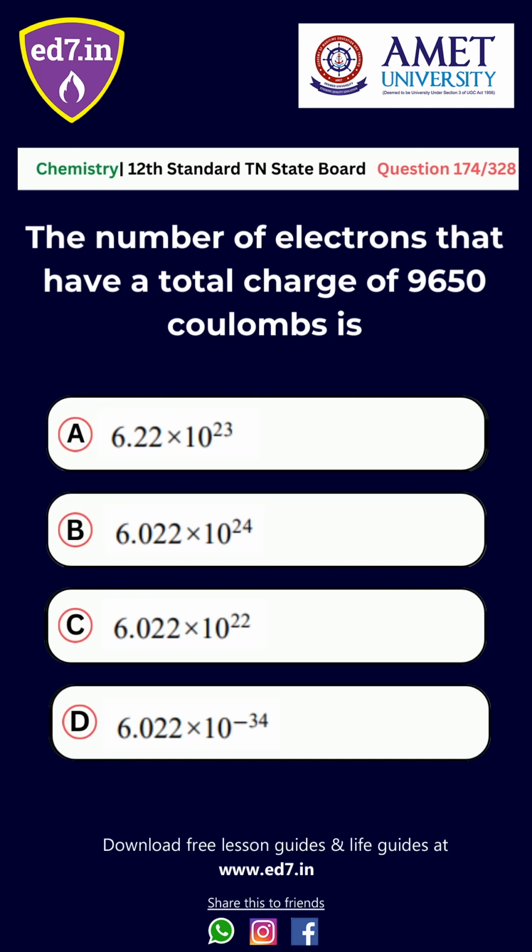The number of electrons that have a total charge of 9650 coulombs is: option A, 6.022 × 10^23; option B, 6.022 × 10^24; option C, 6.022 × 10^22; option D, 6.022 × 10^-34. The correct option is option C, 6.022 × 10^22.